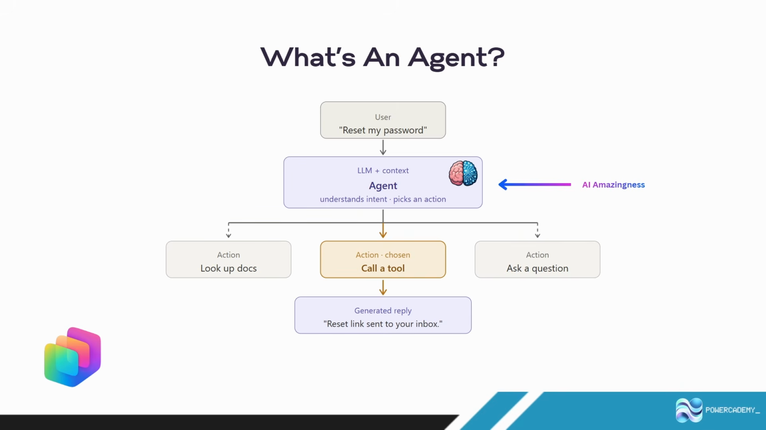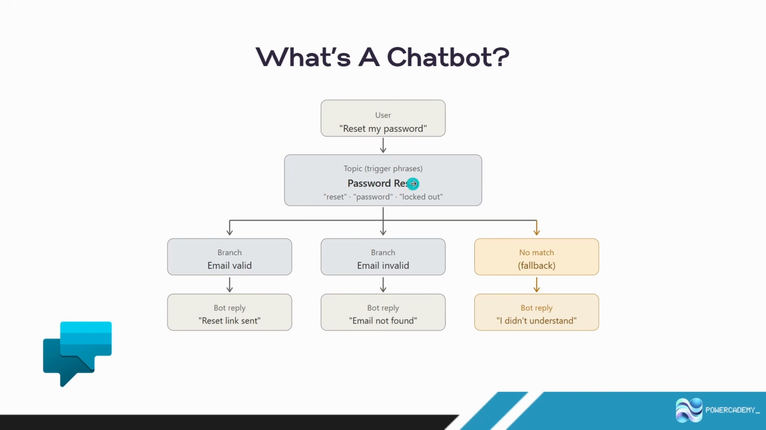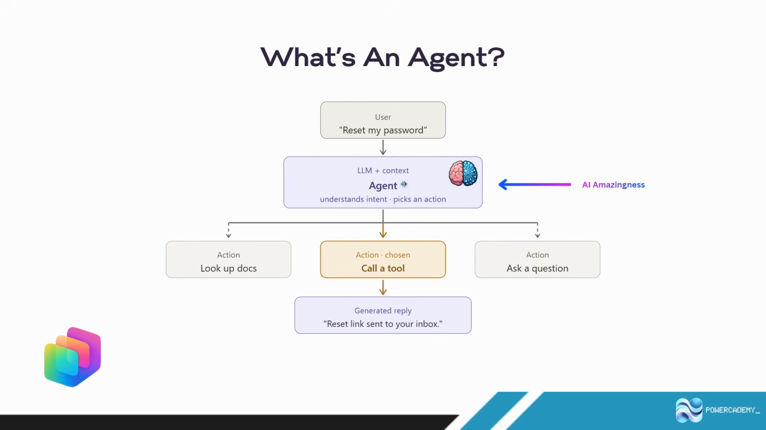But now we move into what an agent is in particular. And whereas a chatbot kind of had this area where we had a topic and trigger phrases, again, still available within Copilot Studio, we now have this AI amazingness layer, where an agent would understand the intent and pick an action. And of course, this is a simplification, and we're going to understand what an agent is by Anthropic's definition, who have one of the best models in the world right now.